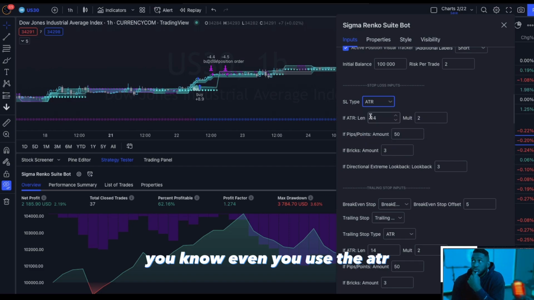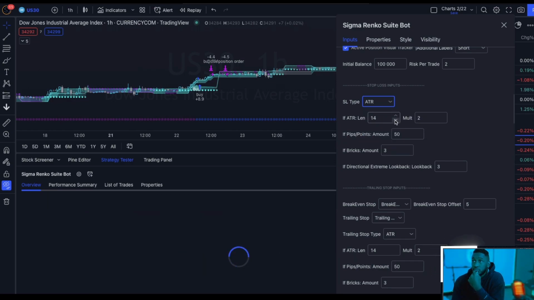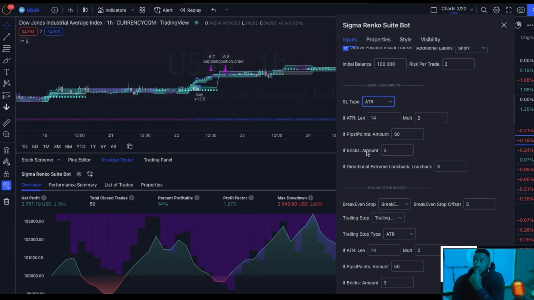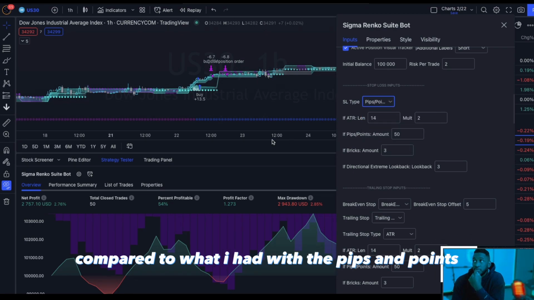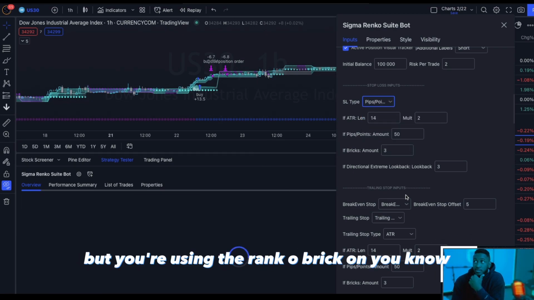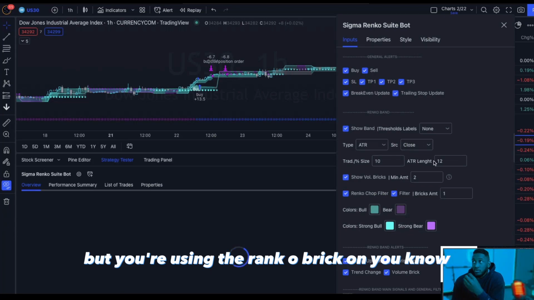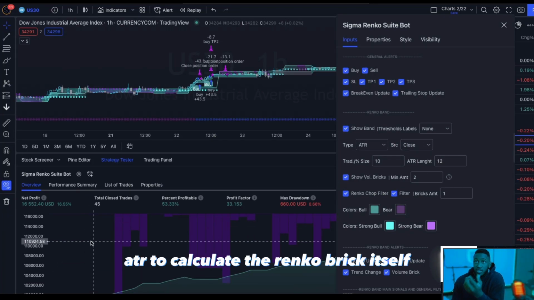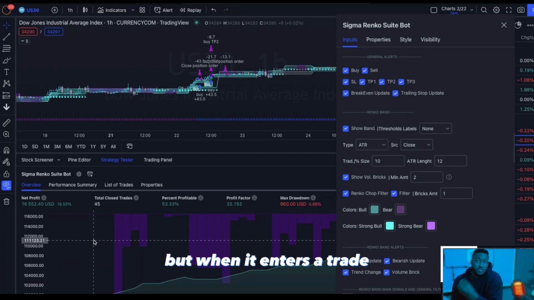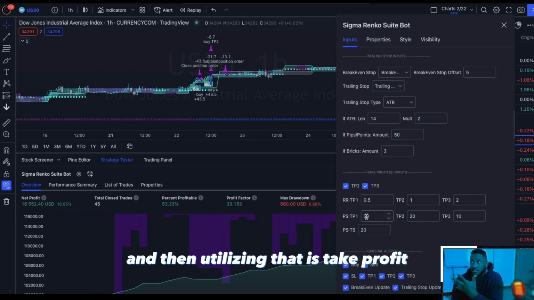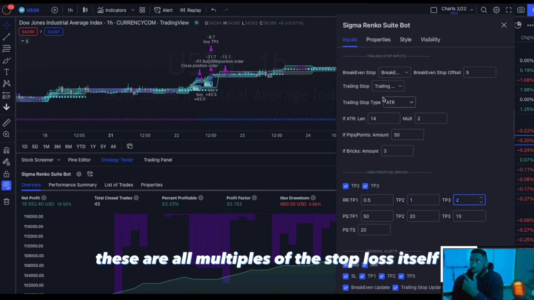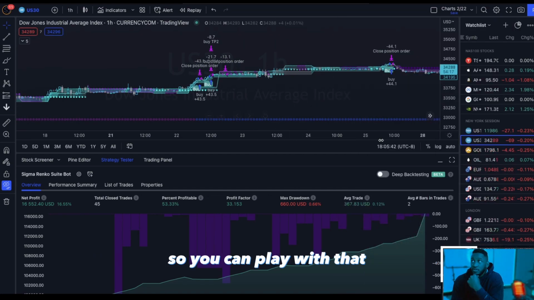You know, even if you use the ATR, it's not really good settings compared to what I had with the pips and points set stop loss, but you're using the Renko brick ATR to calculate the Renko brick itself. But when it enters a trade, it's using a 50-point stop loss and then utilizing that as its take profit. So you can set a point, you know, these are all multiples of the stop loss itself. So you can play with that.